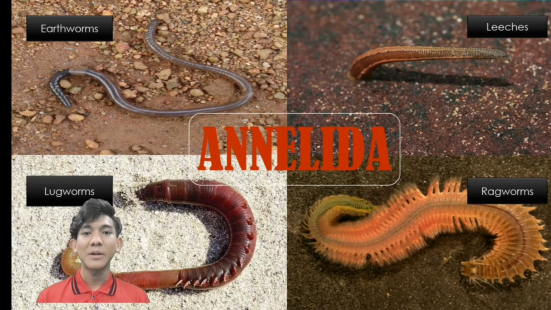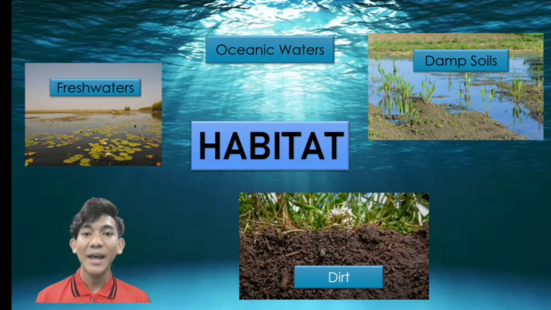Now, some of the examples of Phylum Annelida are as follows. First off, we have earthworms. We also have leeches, lugworms, and ragworms. And what are some of the habitats of Phylum Annelida? First, they live in oceanic waters. They are also found in fresh waters, damp soils, and dirt.